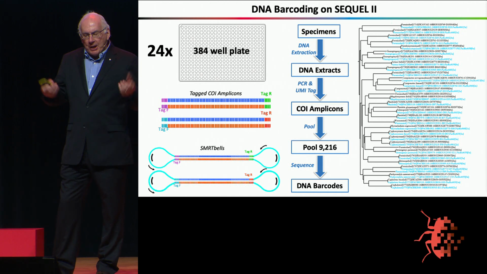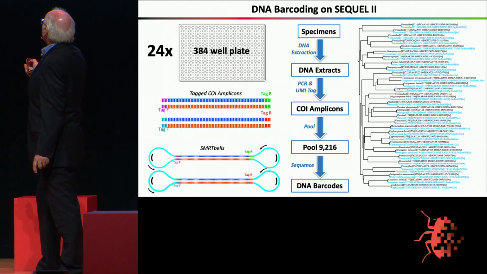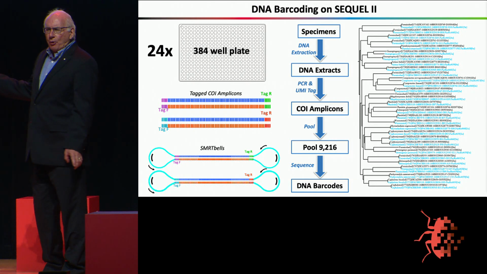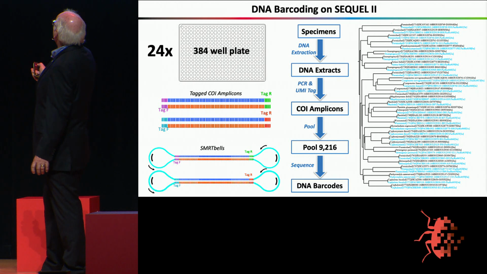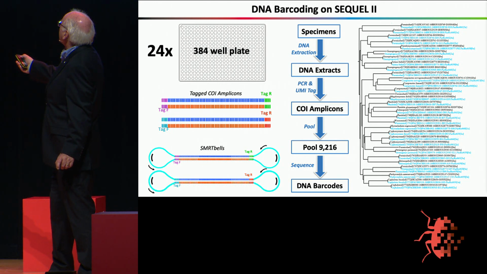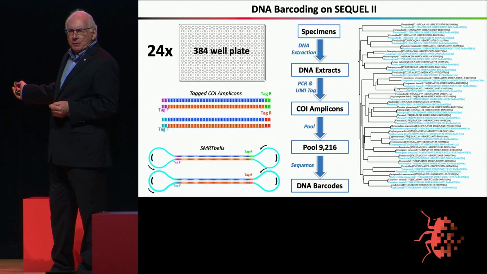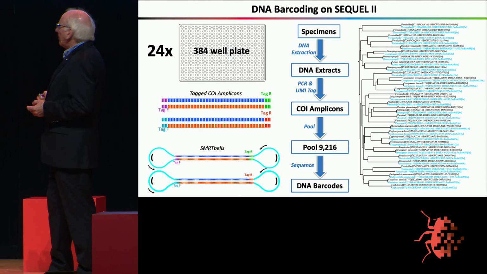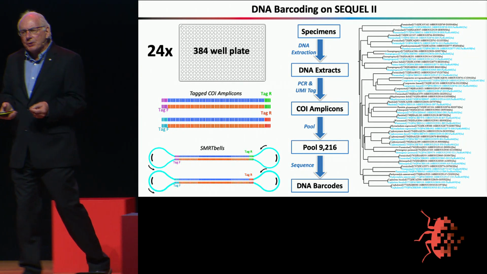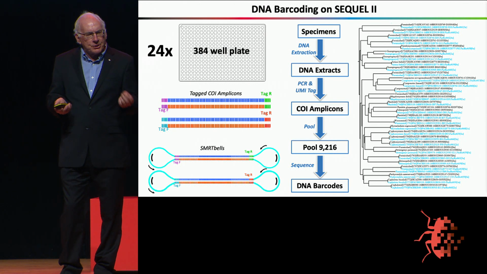You mix up specimens, 24 384-well plates at a time, extracts, amplification, but tag each one of those specimens, tag 1, tag 2, and so on. Pool 9,216 specimens. Barcode them, and you get sequences recovered that are exactly the same as Sanger sequencing, but for a cost of about 1/100th what Sanger would cost you.